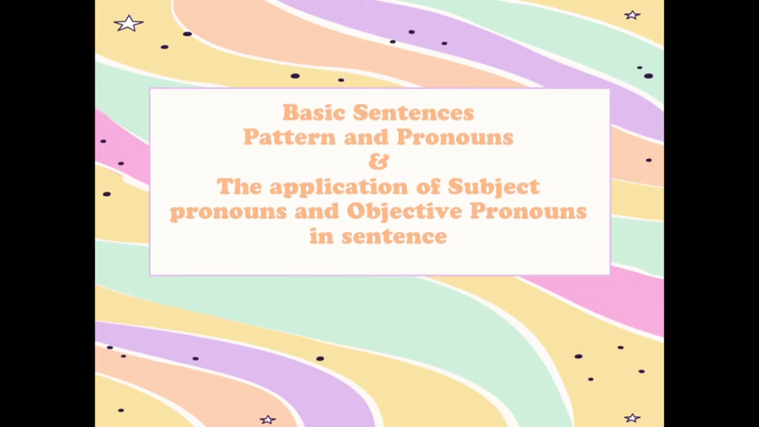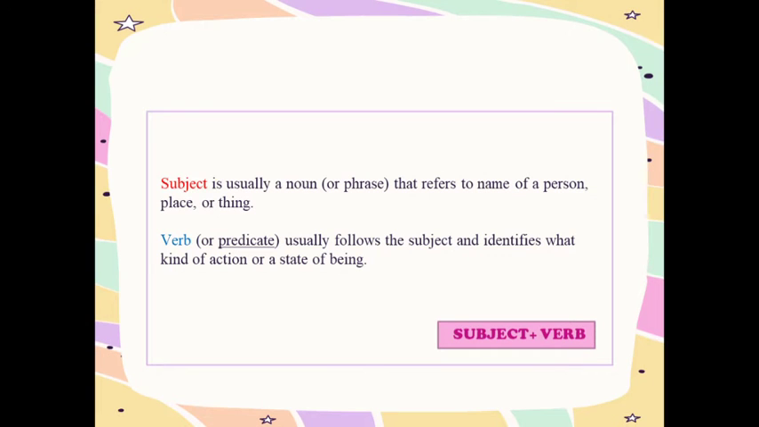In this occasion, I will explain about basic sentence patterns and pronouns, and the application of subject pronouns and object pronouns in a sentence. First, we have subject plus verb. Basically, a complete sentence only consists of this pattern. A subject is usually a noun or a phrase that refers to the name of a person, place, or thing. The subject is the one who performs an action or shows a state of being, while the verb or predicate usually follows the subject and identifies what kind of action or state of being.